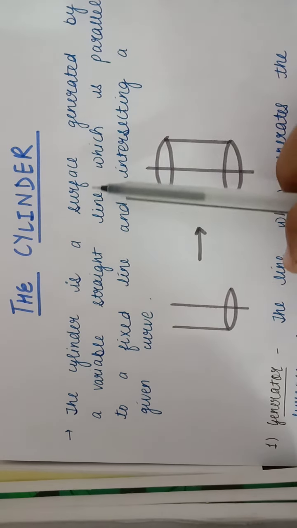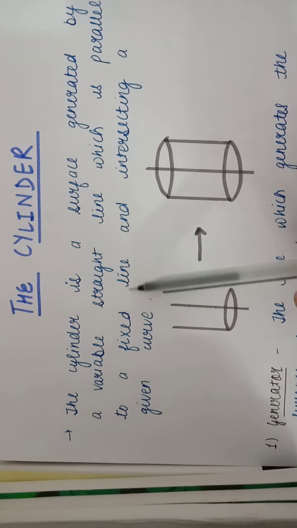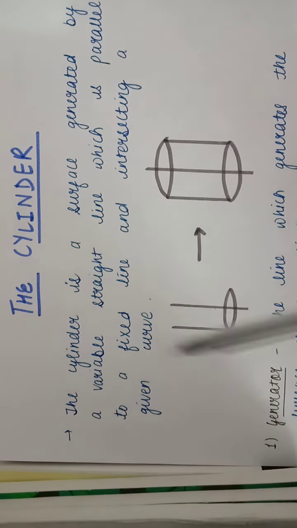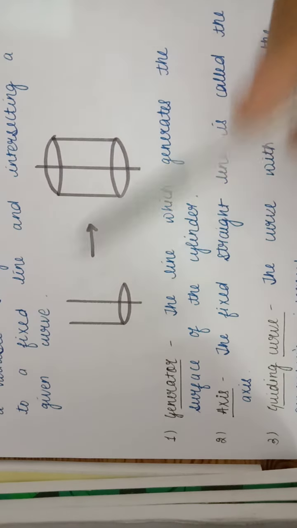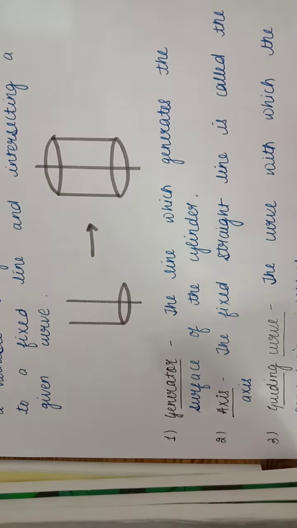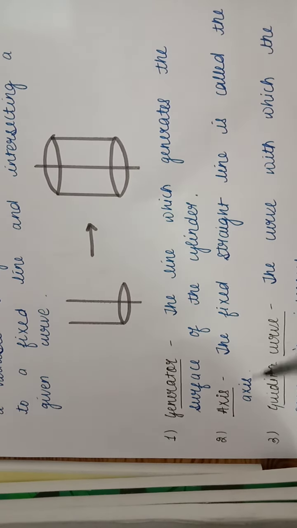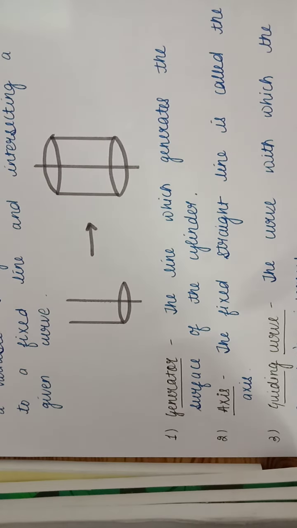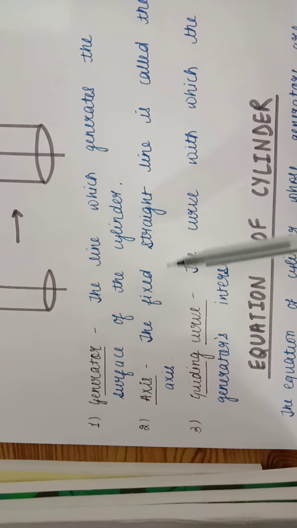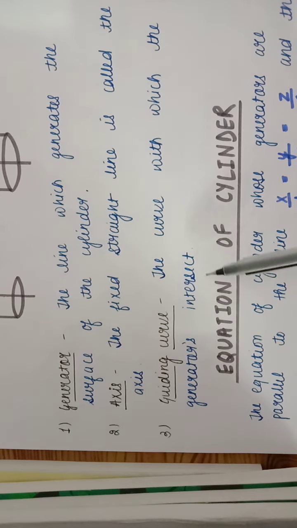The cylinder is a surface generated by a variable straight line which is parallel to a fixed line and intersects a given curve. Here we see that this cylinder is referred from this. There are some parts of the cylinder. First, the generator, the line which generates the surface of the cylinder. Next, the axis: the fixed straight line is called the axis. Third, the guiding curve, the curve with which the generators intersect.